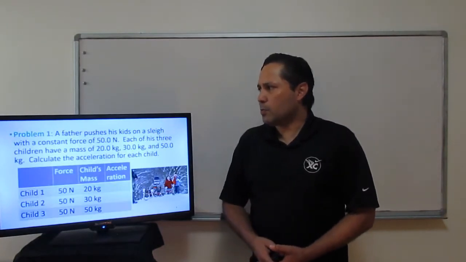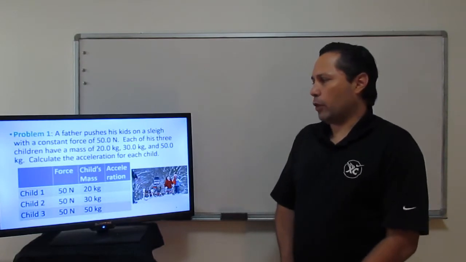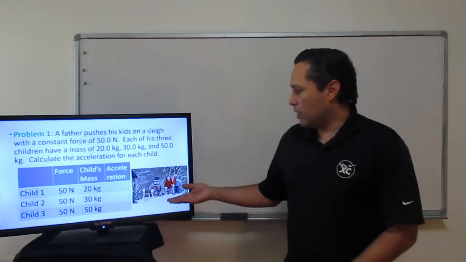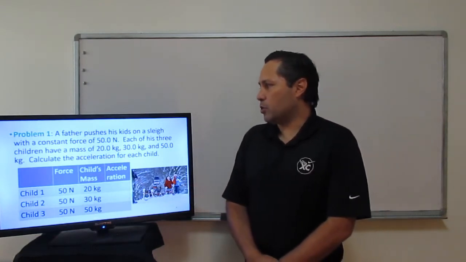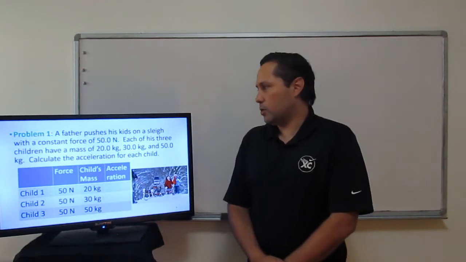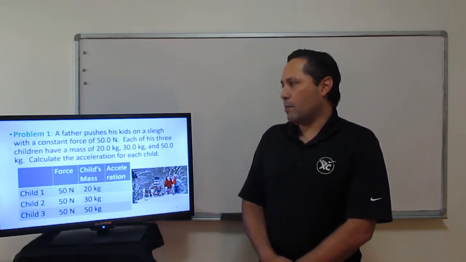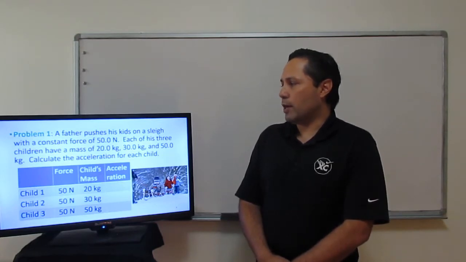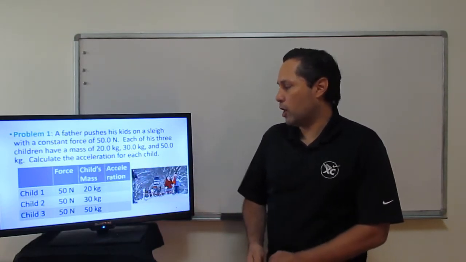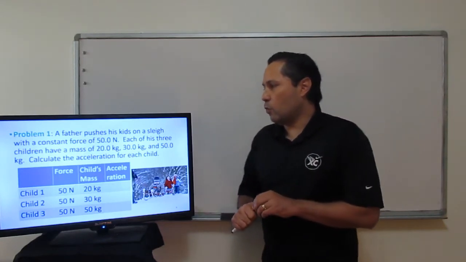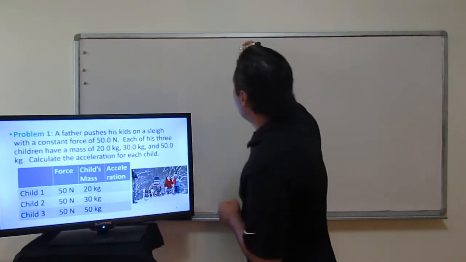All right, in this problem we're going to solve for the relationship between force, mass, and acceleration. So we have an example. It says a father pushes his kids on a sleigh with a constant force of 50 newtons. His three children have masses of 20 kilograms, 30 kilograms, and 50 kilograms, and they ask you to calculate the acceleration for each child. So we're going to do that. And what is the formula we're going to use? It's going to be this one.